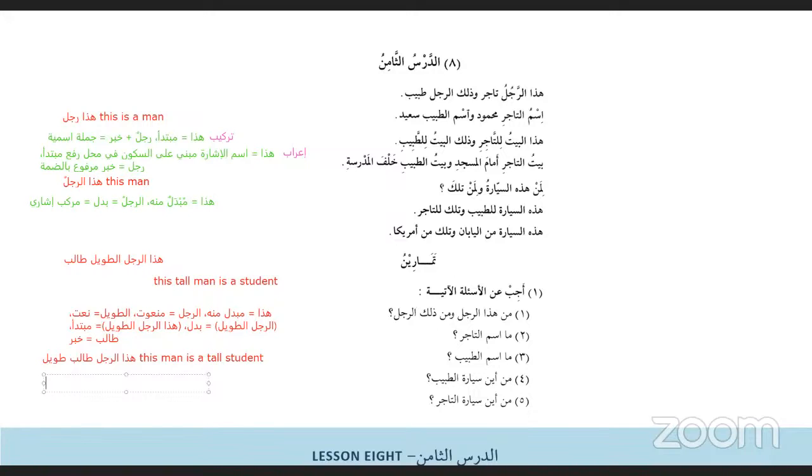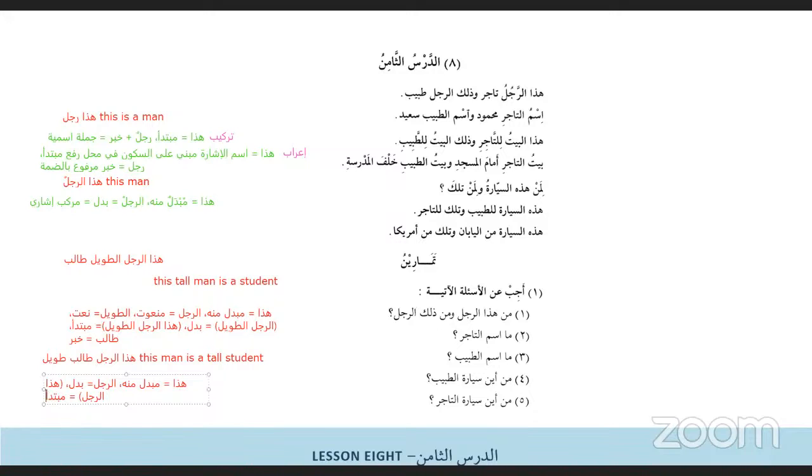Tarkib wise, what are we going to say? Hada is mubdalun min. That leaves us with a rajul, which is going to be the badal, because the reference is the same. And those two together, هذا الرجل, the phrase مركب إشاري, is going to form the مبتدأ.